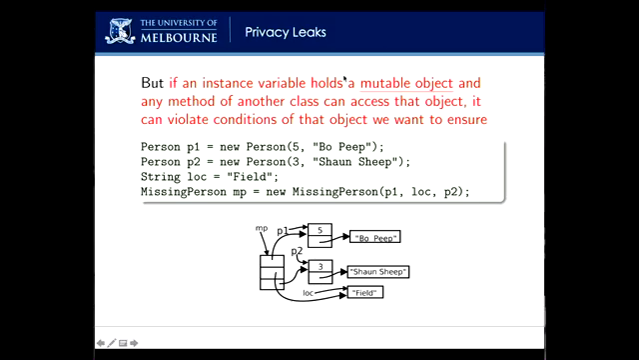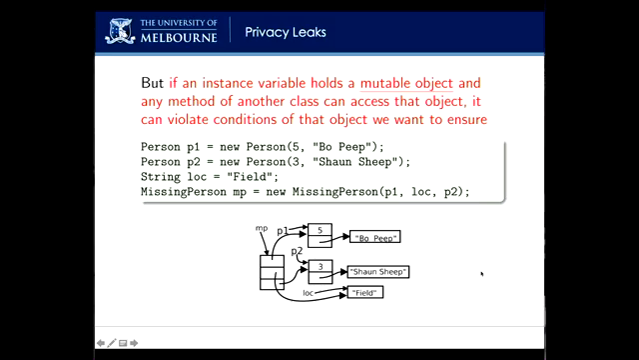In this example, you're creating person 1, Bo Peep, who's 5, and person 2, Shaun the sheep, who is 3. You're giving the location to the string location field. Then you're creating the missing person, which is providing person 1, the location, and person 2, right? So far so good. We're creating sort of a missing persons object, but we're using the objects that we've already created, which is person 1 and person 2.